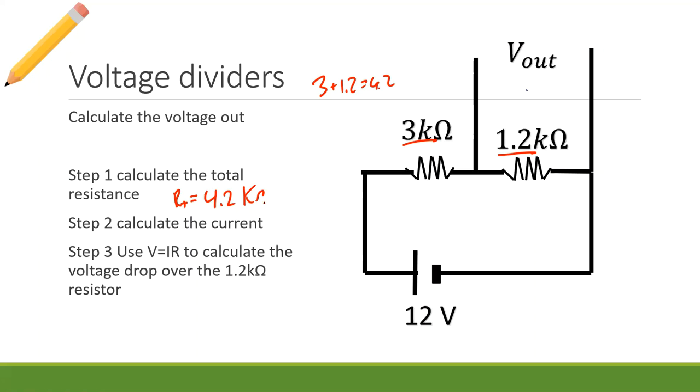Let's calculate the current. I equals V on R. Can someone tell me what the current's going to be? Guys aren't as quick to do that one because you can't do it in your head. Work it out. What is the current?